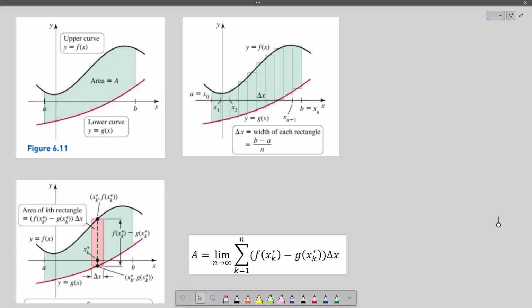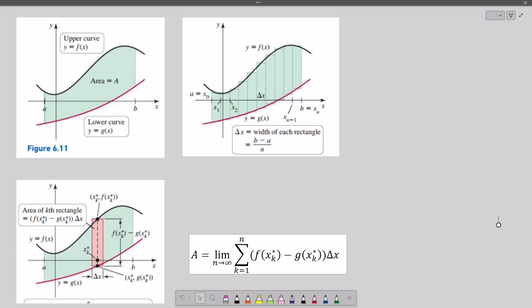So the concept is that if we partition this region, we have a bunch of rectangles, and we know that the area of a rectangle is base times height. And the idea is that we shrink the width of each rectangle so that we increase the number of rectangles, which improves the approximation. And then the magic bullet is you integrate that.